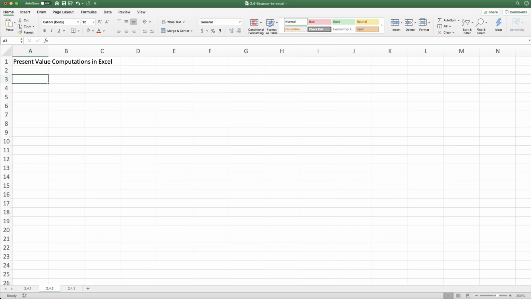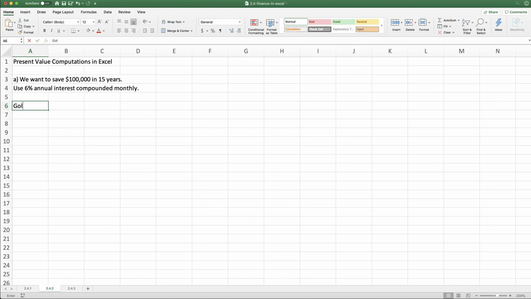Let us learn together how to do present value computations using Microsoft Excel. Let's start with a goal. Suppose that we'd like to have saved $100,000 in 15 years. Let's say that we're using a 6% annual interest rate compounded monthly. How much do we need to invest today to meet this goal?